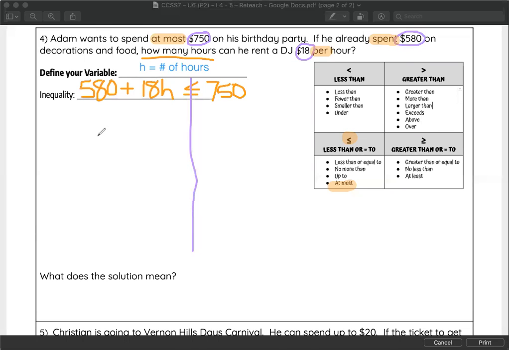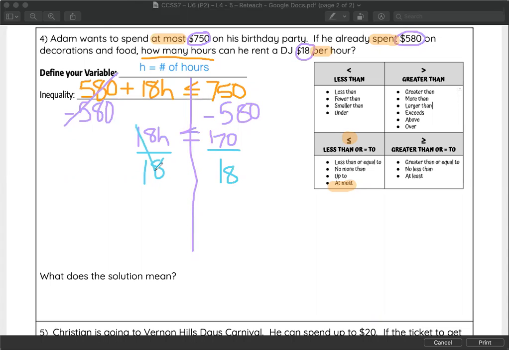We've got positive 580. I'm going to get rid of it by subtracting 580 from both sides. On the left side, it cancels. We're left with 18H. Bring down the inequality symbol. 750 minus 580 is 170. And then last step, H was being multiplied by 18. The opposite is to divide each side by 18. And we get H is less than or equal to 9.4 repeating. So I'm just going to round that to 9.4.